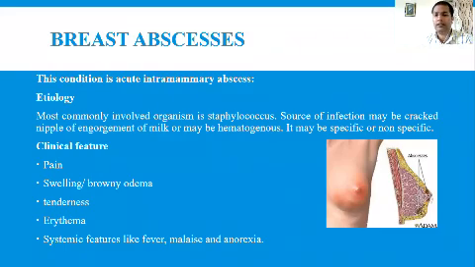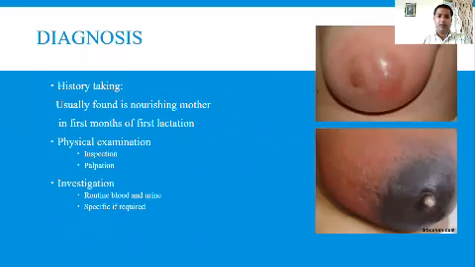So in that condition, initially the patient complains of pain, redness, tenderness, swelling, and erythema, the warmness around the abscess, around the breast, the complete breast tissue. And along with these local features, the patient may have some generalized features of inflammation, just like fever, malaise, anorexia. So these may be the clinical features of a breast abscess.